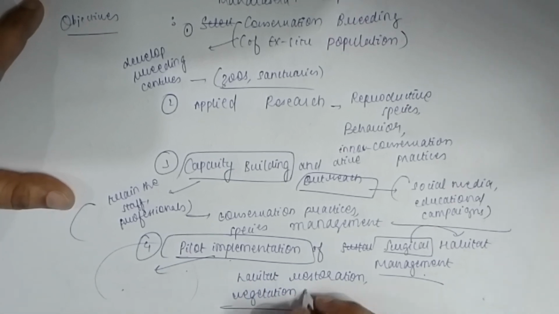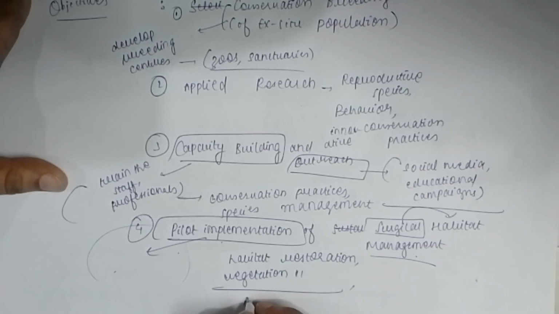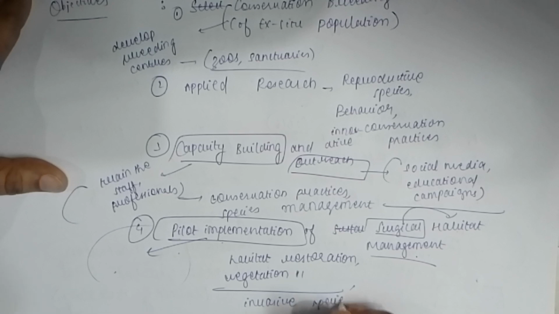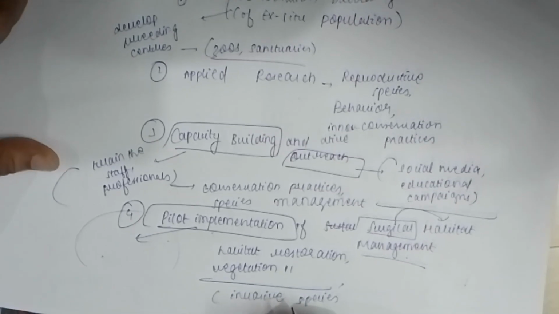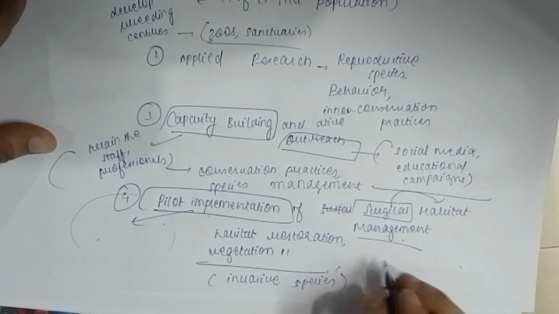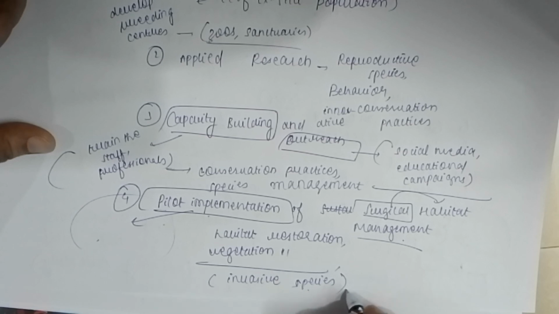You try to implement it in smaller areas, and you also try to remove the invasive species for the habitat restoration. Consider, for instance, if grasslands is a habitat area of the bustard species, and if they're under threat because of the invasive species, some foreign plants are growing over there, they have to be removed, right?